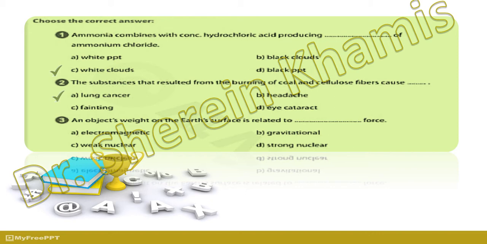The last one is the nuclear force. We have the weak one and the strong one. The weak one is used in electricity and some research, and the strong one is used in massive destruction. Okay, we have all the functions of these. So an object's weight on the earth is related to what? Related to gravitational force. Okay, I think it's an easy question, but we must know the right word. Okay, let's go to question 4.